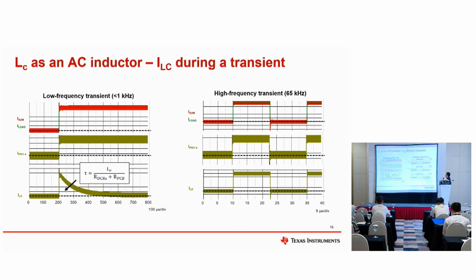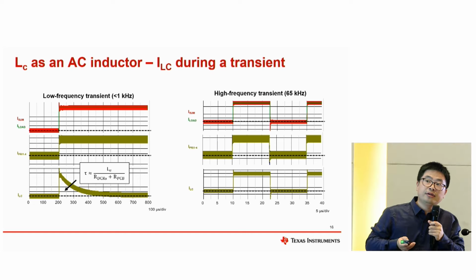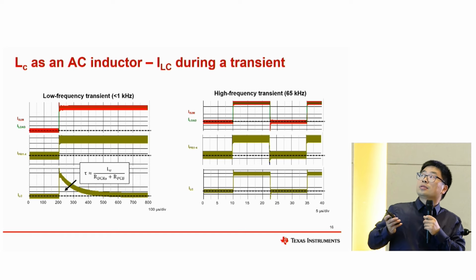And here is about the LC inductor. The LC inductor is an AC inductor. What we can see from this is that when the transient frequency is very low, the LC inductor current jumps up, and finally it will decay to 0. And this is the time constant for the LC.